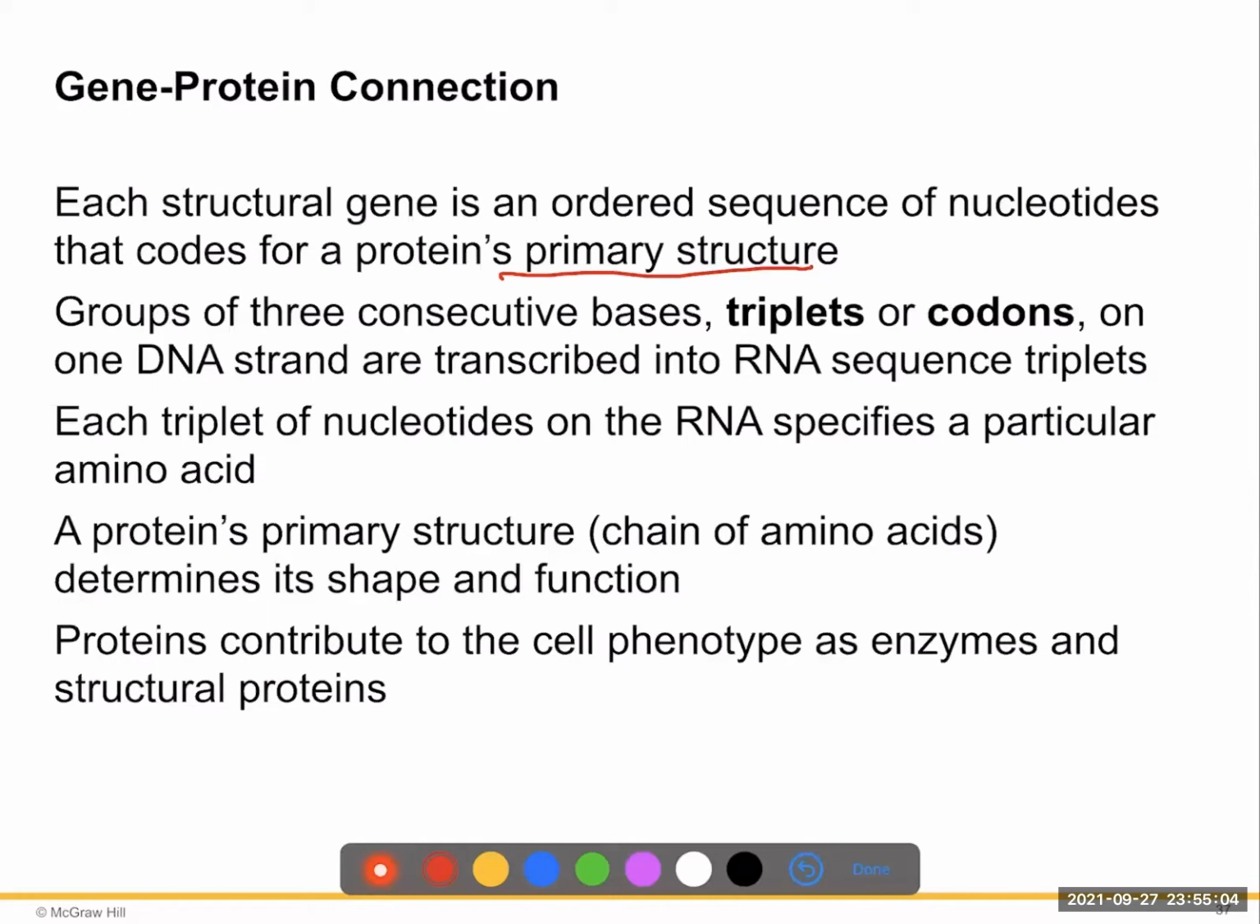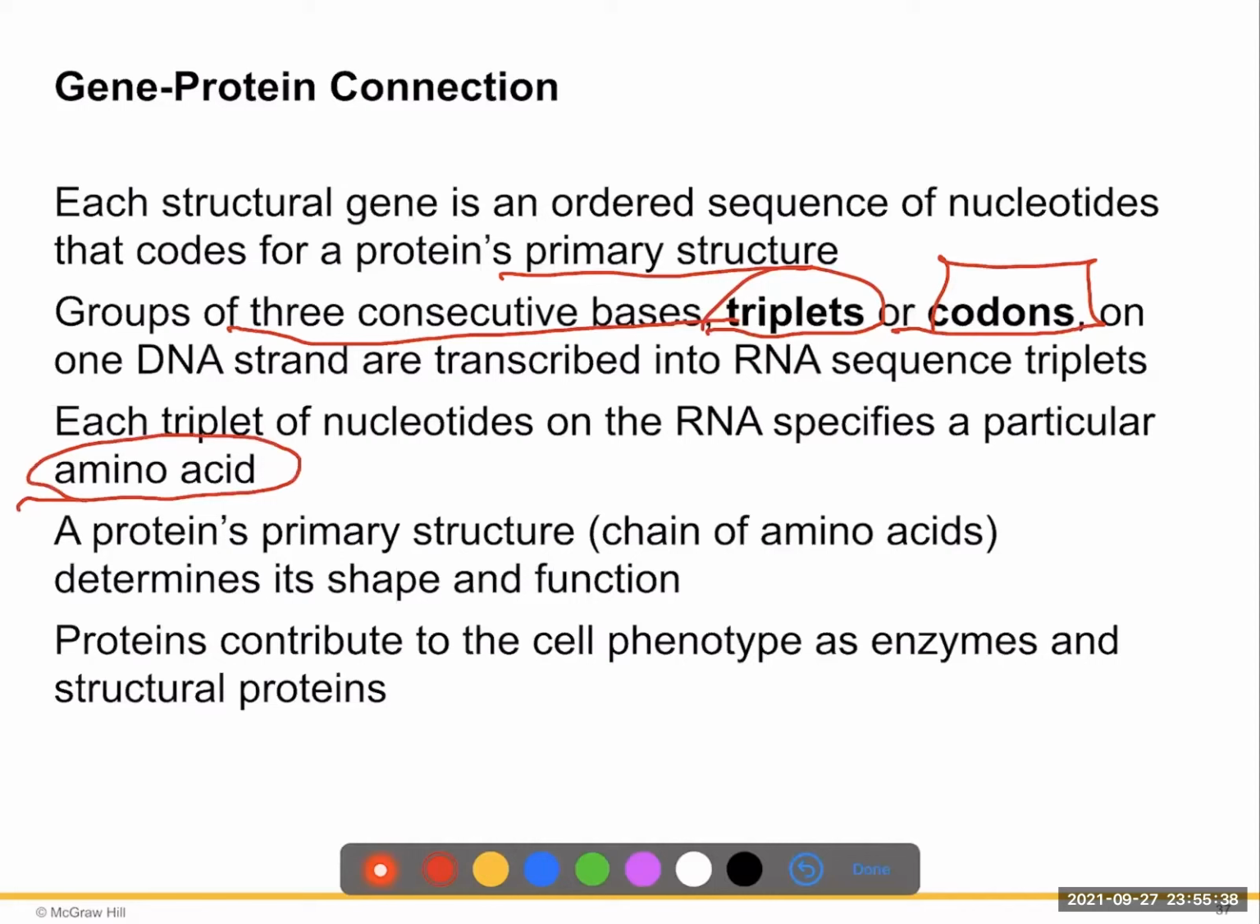There's a group of 3 consecutive bases called triplets, or codons. Those code for a particular amino acid. And we'll show you the codes for each of those. So on one strand of DNA, they're transcribed into RNA sequence triplets. Each triplet of nucleotides in RNA specifies a particular amino acid. So every transfer RNA has a particular amino acid bonded to it. The transfer RNA is going to bond to the ribosome that is reading the messenger RNA, to bind to the triplet code. We'll show how that works in a little diagram here.